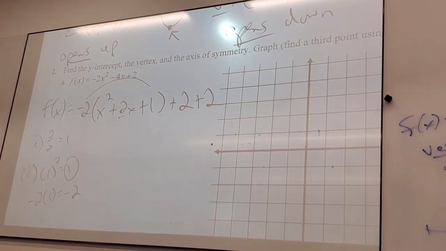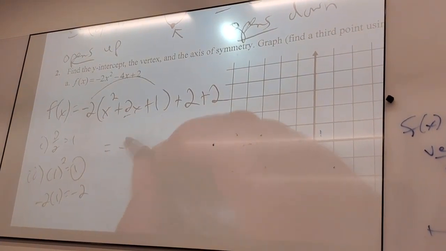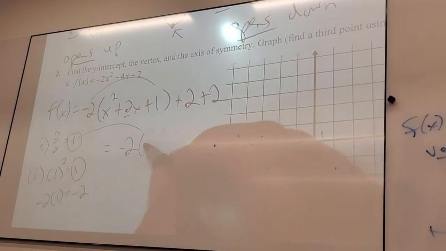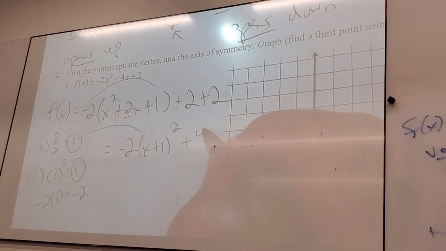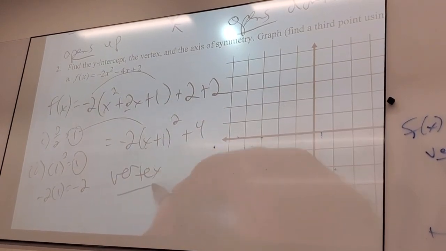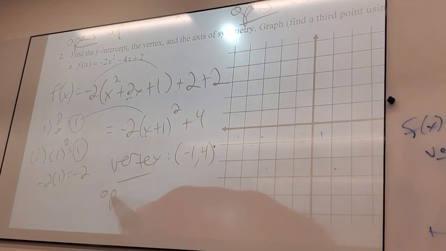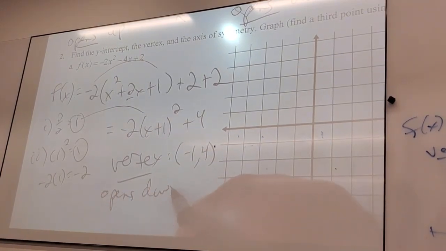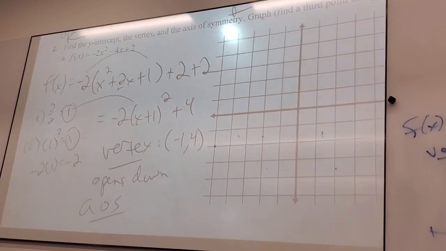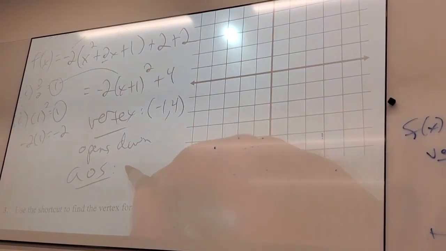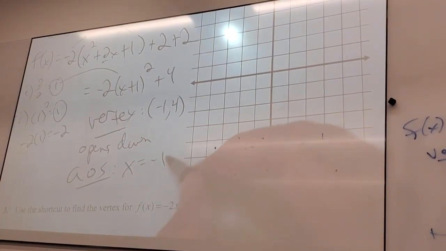Okay, I like it. And then if you put all this business together, this tells you how to factor it. And then I got that. So what's the vertex? Negative 1, 4. Does it open up or down? Down. What's the axis of symmetry? X equals negative 1. Yeah, you got it.